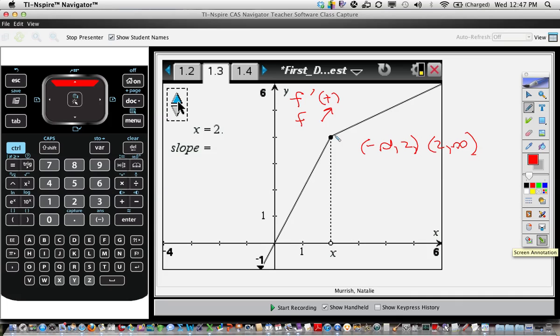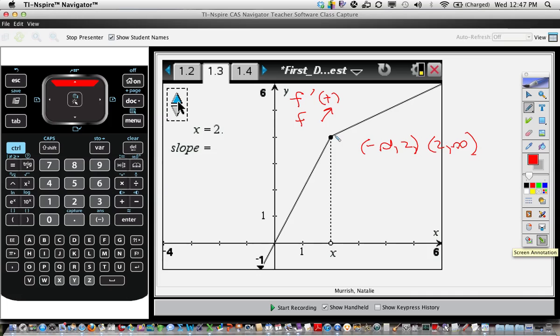But it's not correct, technically, to say it the other way. It's technically not correct to say if f is increasing, then f prime is positive. Because isn't this graph always increasing? Always. Even at that sharp point, the graph's always going up. But the slope is not always positive, is it? There's a place there where it's undefined.